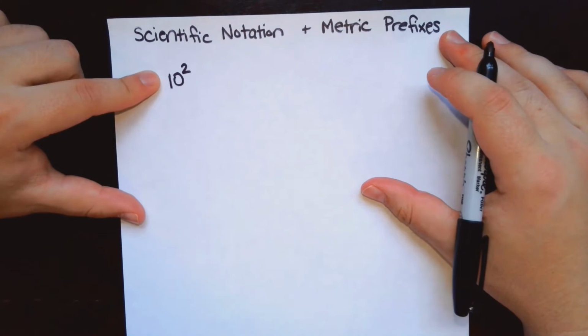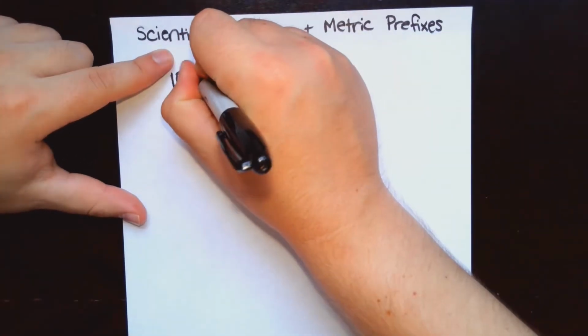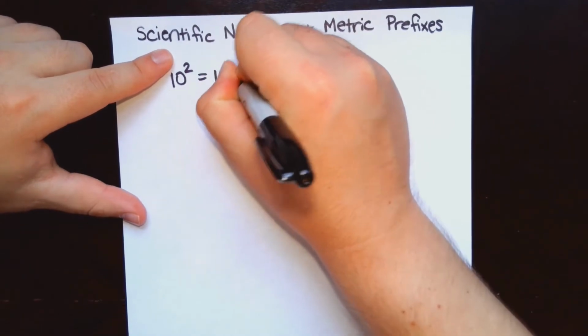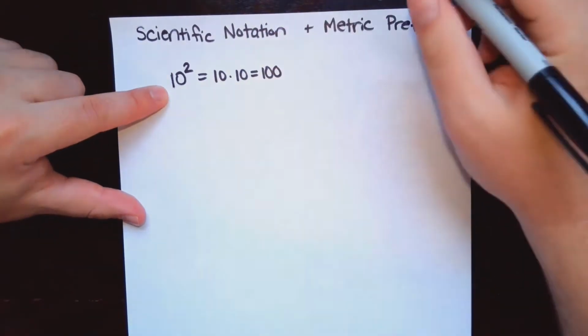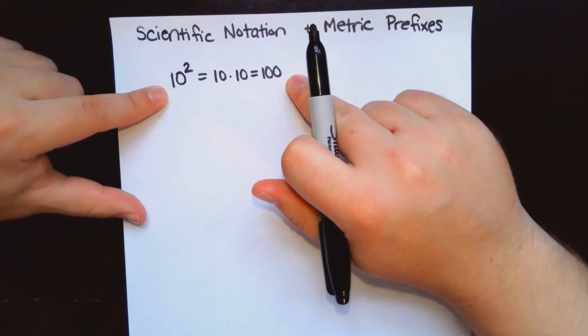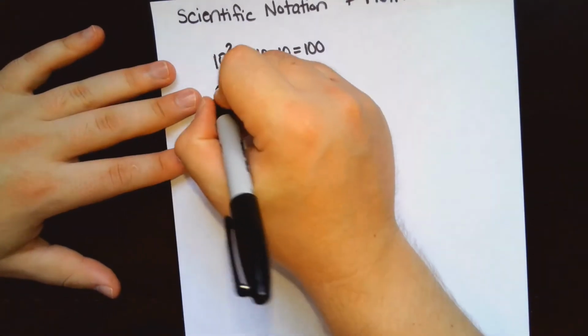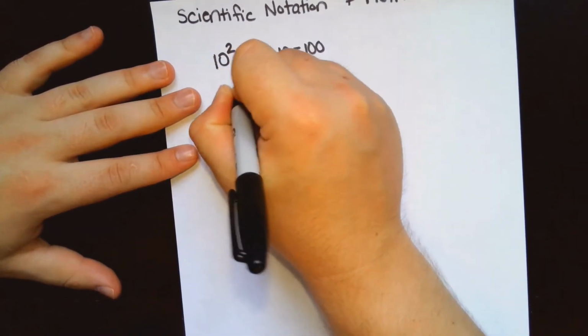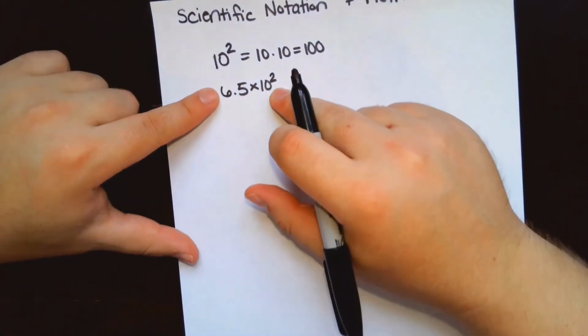So say 10 to the second power, 10 squared. What that means is just 10 times 10, so that'd be 100. So 10 squared is the exact same thing numerically speaking as 100. It's just a different way of writing it. So let's say now we have 6.5 times 10 to the second. So this is a number in scientific notation.